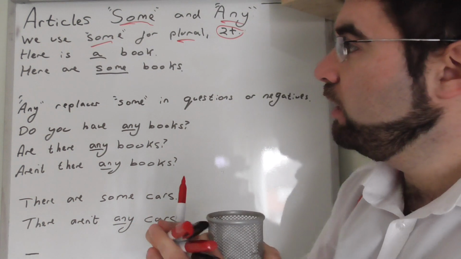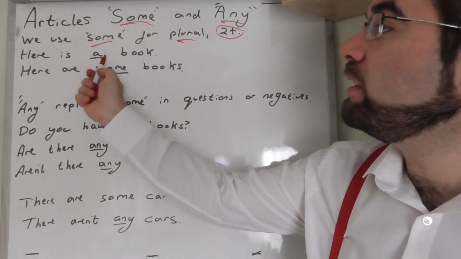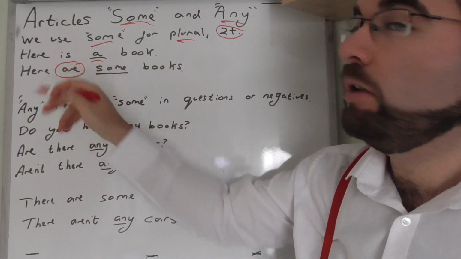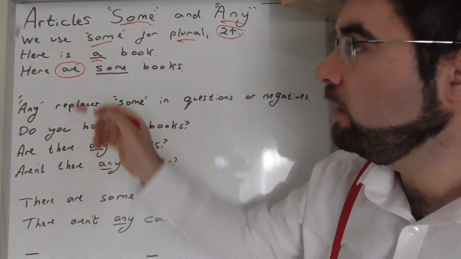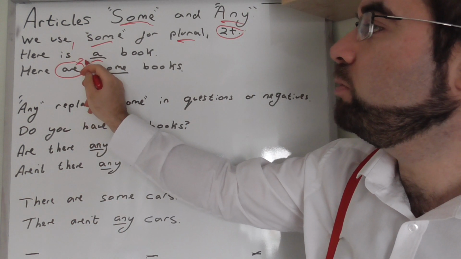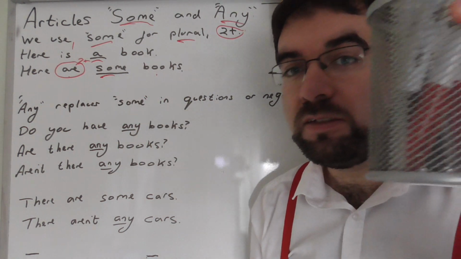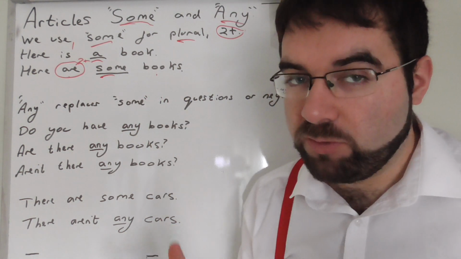So, here is a book. Very good. Here are, now it's plural, here are is an are, 2 plus. Here are some books. Here are some pens. Some pens. Very good.